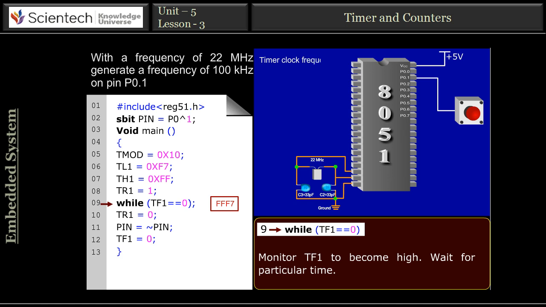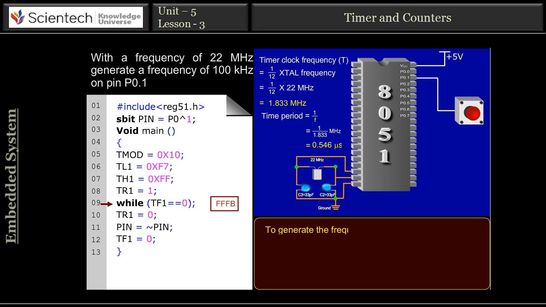As we know, the timer clock frequency is equal to 1/12th of the crystal oscillator frequency. We use a 22 MHz crystal oscillator. 22 MHz is divided by 12, and by this we got 1.833 MHz. We know that time period is inversely proportional to frequency. So by this, we got a time period equal to 0.546 microsecond. This is the time period to execute an instruction when we use a 22 MHz oscillator.